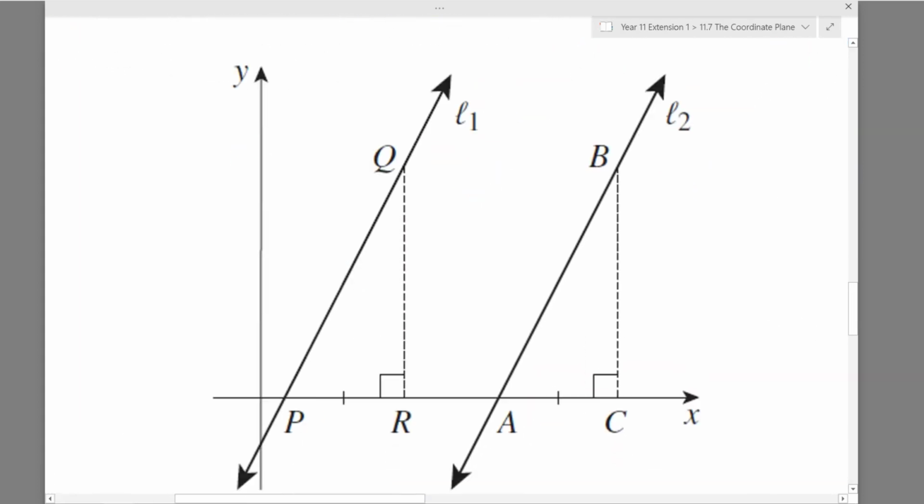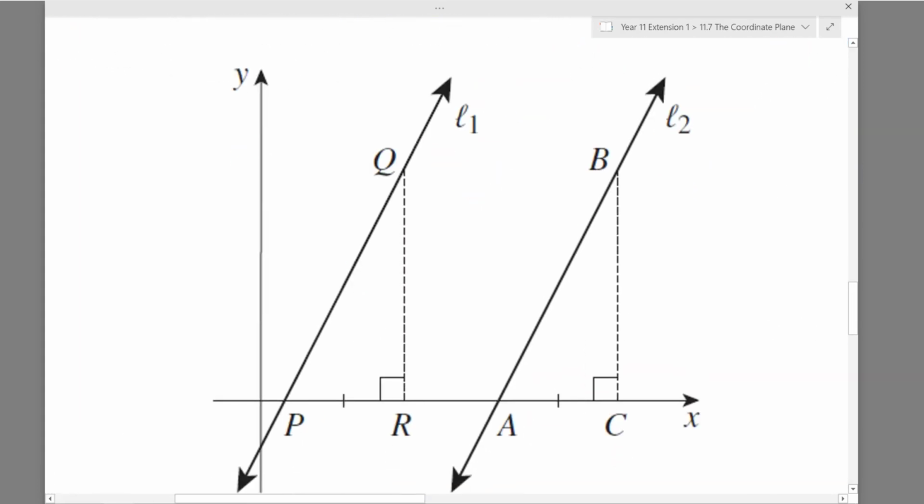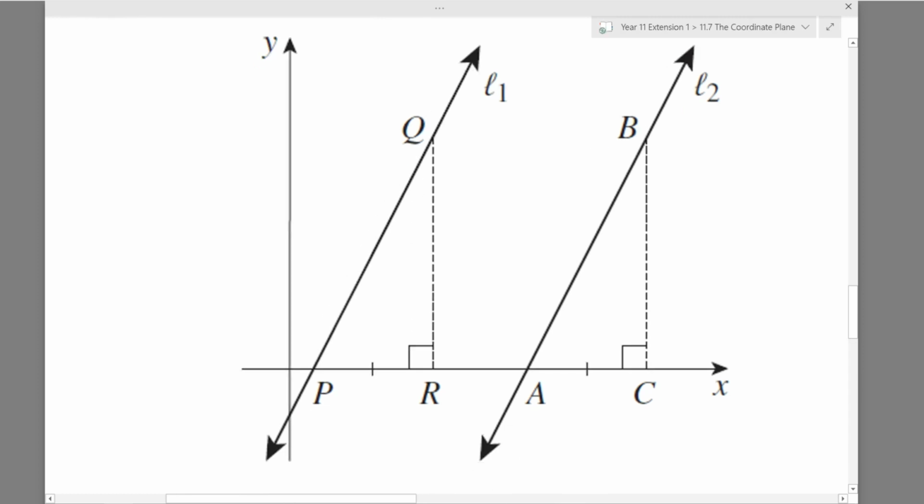Anyway, here's a picture. Line 1, line 2. You do your rise and your run for that one, and the rise and run for the other, or you take two different points, see what they are, and you get the same thing, and happy days. If they don't get the same thing, they're not parallel. And that's it.